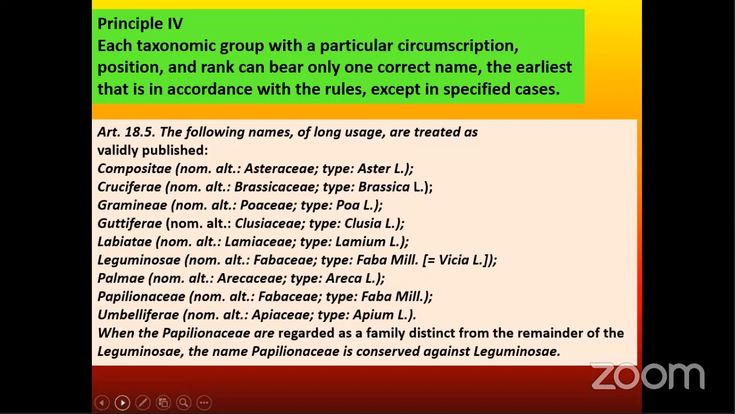But even though these names are also conserved, when the Papilionaceae are regarded as a family distinct from the remainder of the Leguminosae, Papilionaceae is somewhat different from Leguminosae at the nomenclature level. The name Papilionaceae is conserved against Leguminosae. Still, Papilionaceae is not wrong when we are using it, but it is conserved against Leguminosae. Next slide.